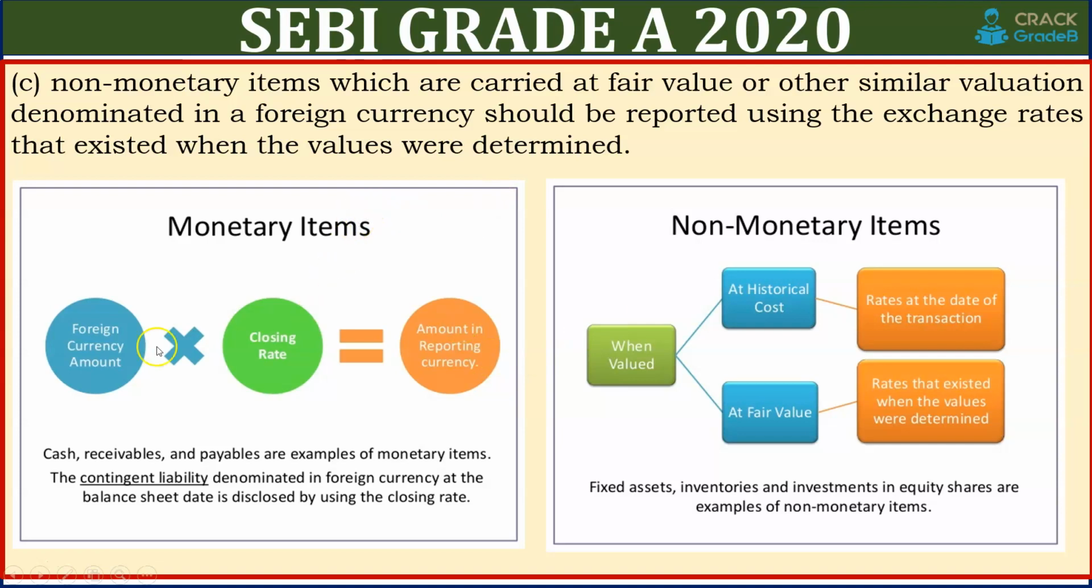So for monetary items, we have the foreign currency amount, which will be multiplied with the closing rate, and then you will get the amount in the reporting currency. So cash, receivables, and payables are examples. Then we have non-monetary items. When valued at historical cost, the rates at the date of the transaction will be the rate at which they are recorded, and when at fair value, the rates that existed when the values were determined. Fixed assets, inventories, investments, and equity shares are examples of the non-monetary items.